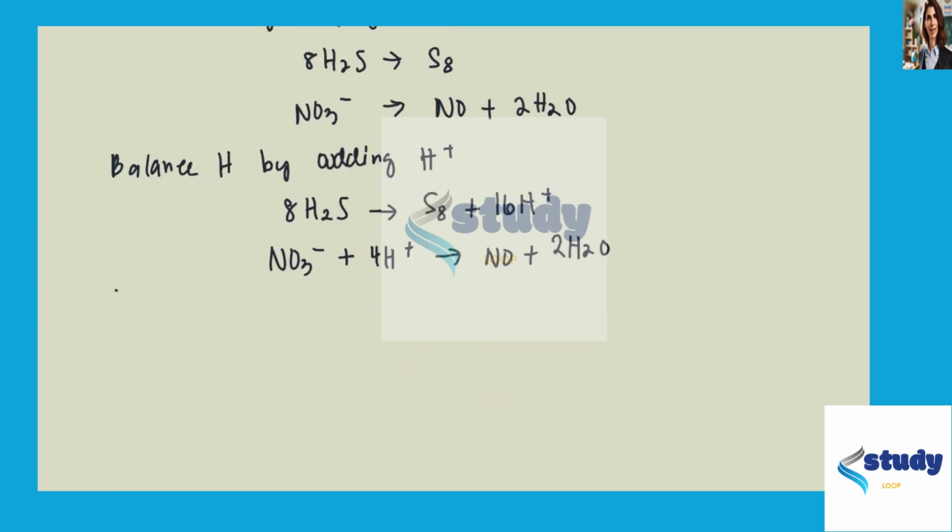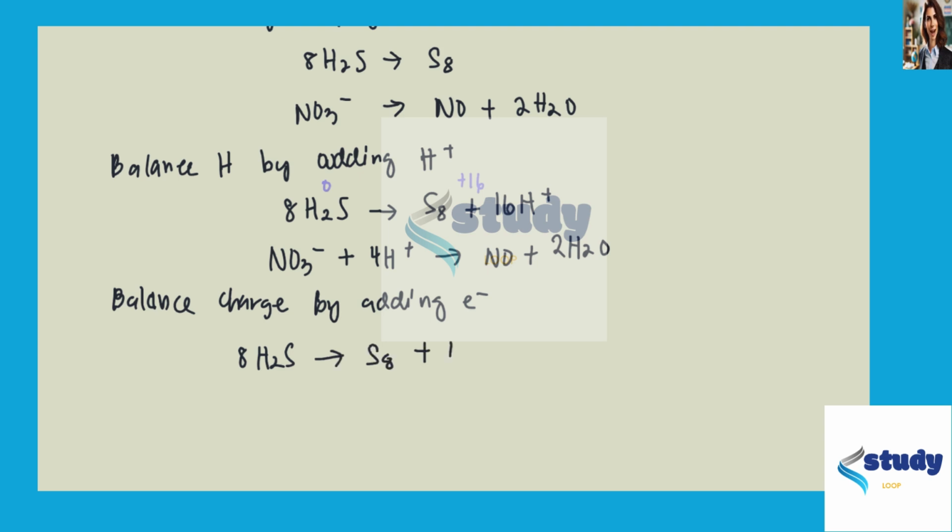Next, we're going to balance the charge by adding electrons on the side that needs a decrease in the overall charge. So we count the charge on the left side of the first equation to be 0, whereas on the right side we have positive 16. So we need to bring the charge on the right side from 16 down to 0, and we do that by adding 16 electrons.